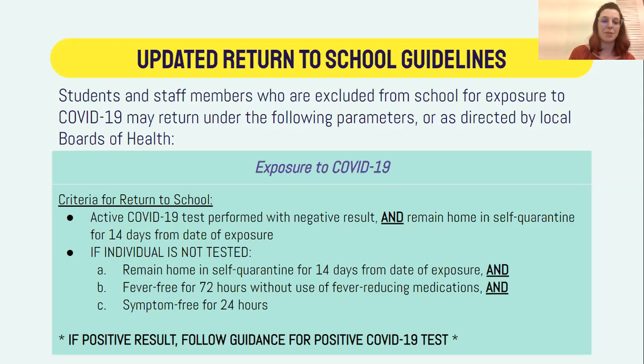Again, if a person is not tested for whatever reason, they have to remain home in self-quarantine for 14 days from that date of exposure and be fever-free for 72 hours without the use of fever-reducing medications, and be symptom-free for 24 hours without the use of symptom-suppressing medications. If there is a positive COVID-19 test result, you are going to follow that guidance for positive COVID-19 tests, which is in the slide to follow.